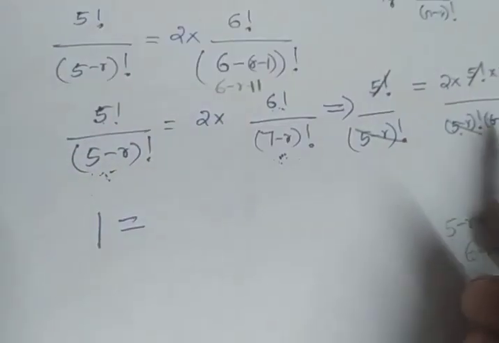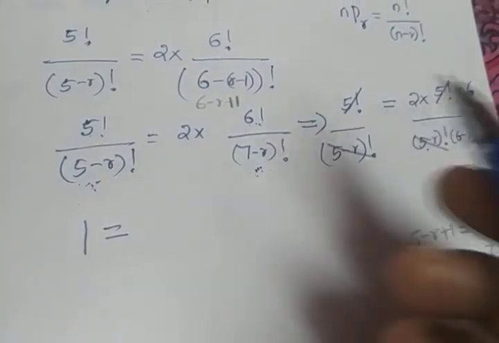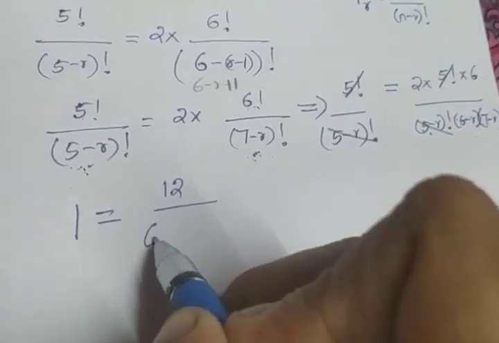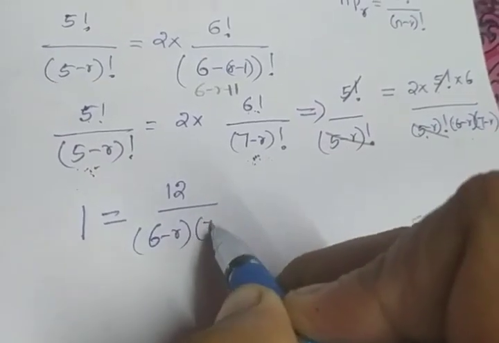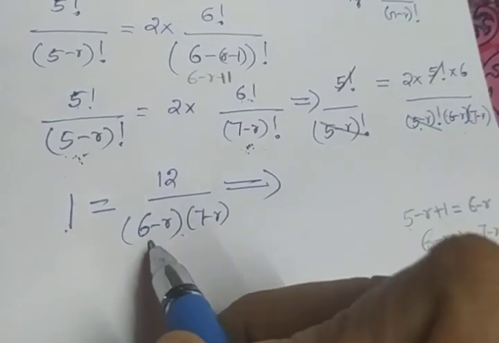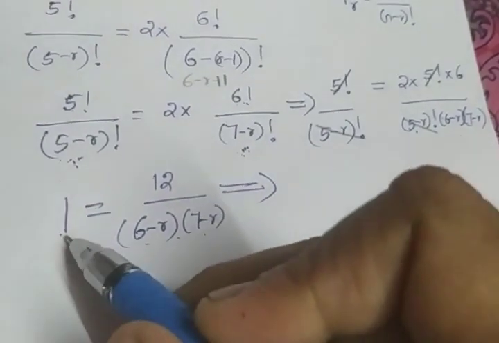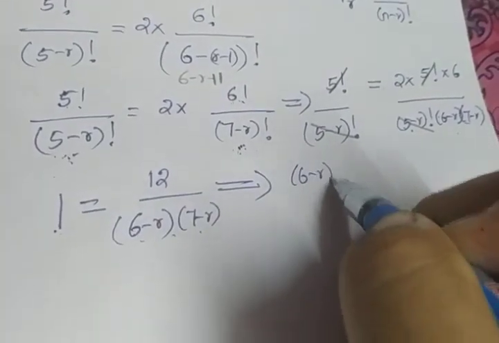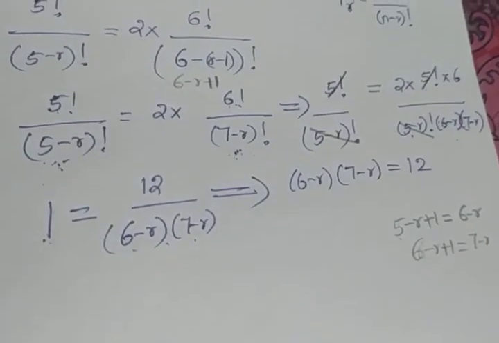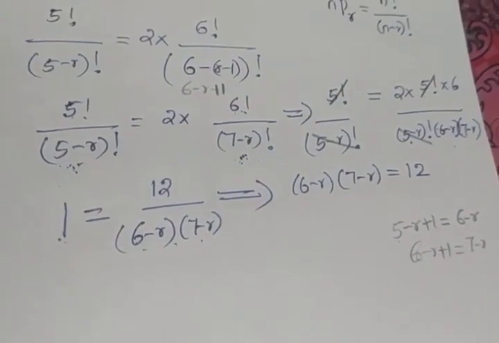What is the left side? 1. 1 is equal to, what about the right side? 2 into 6, which is 12. 12 divided by the denominator, which contains (6 minus r) into (7 minus r), isn't it? Which implies cross multiply. So (6 minus r) into (7 minus r) into 1 will give you (6 minus r)(7 minus r) is equal to 12.